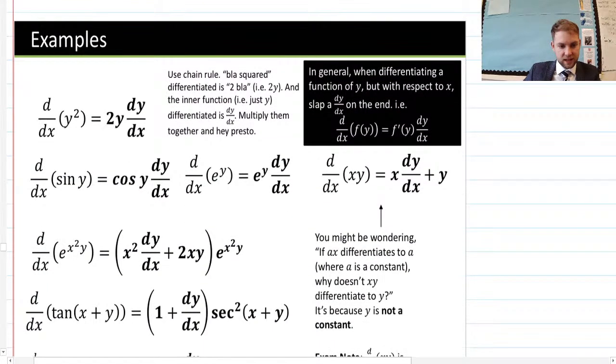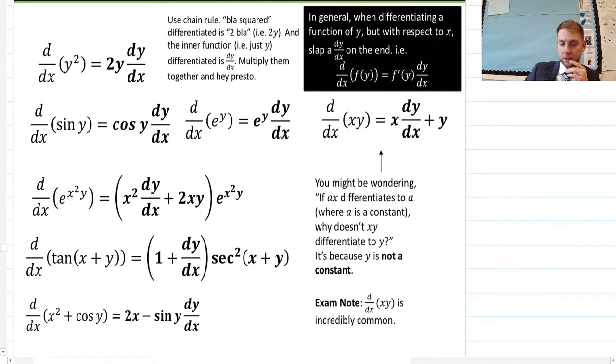Let's just check all those answers. There's all your answers if you want to have a look at them. I'll give you a second to get those down if you want.